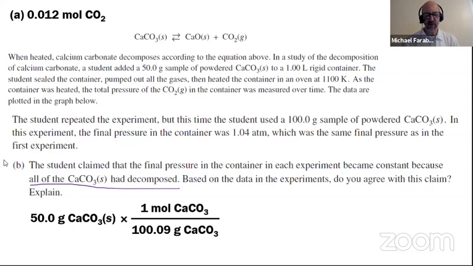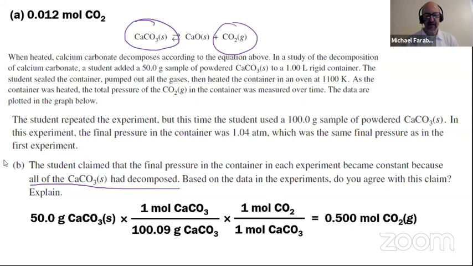So we have about 100.09 if you use all of the decimal places for the atomic masses for these elements. And then of course, there is only 1 mole based on the balanced chemical equation, 1 mole of CO2 for every 1 mole of calcium carbonate. Now notice that in part A, we had 0.012 moles of carbon dioxide, and that was after the pressure had leveled off for several minutes.